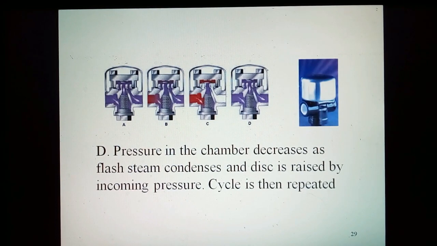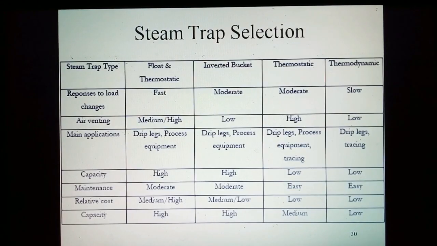Pressure in the chamber decreases as the flash steam condenses and the disk is raised by the incoming pressure. The cycle is then repeated. The chart shows steam trap selection methods.